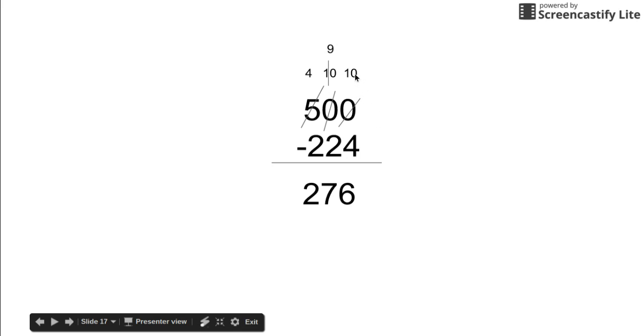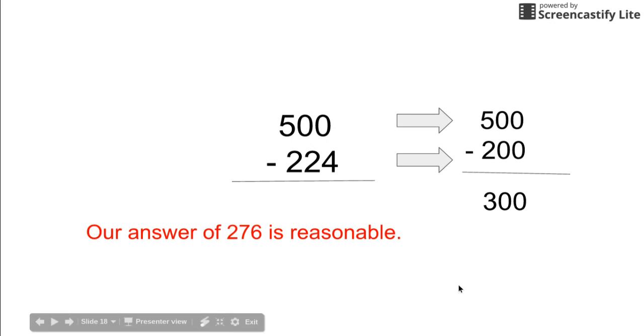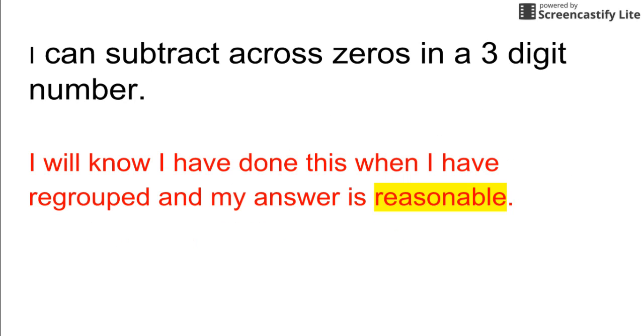Then I can look. 10 minus 4 is 6. 9 minus 2 is 7. And 4 minus 2 is 2. So I get an answer of 200, a difference of 276. So our answer of 276 is reasonable because our estimate was 300, and that's close. It would round to 300, so it's definitely a reasonable answer.